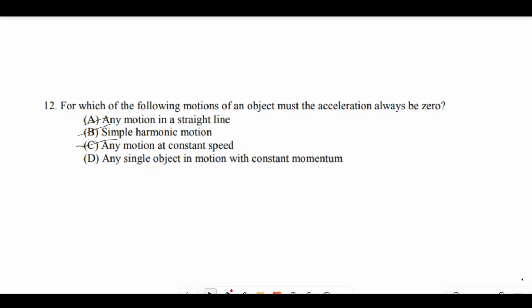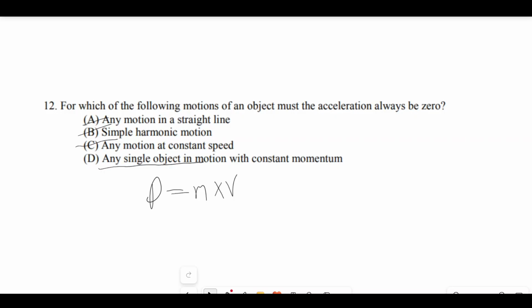Choice D says any single object in motion with constant momentum. We haven't covered momentum on this channel yet, but the only thing you need to know for this question is that momentum is equal to mass times velocity. And if you notice, it's mass times velocity. There's no acceleration, there's nothing else. It's just velocity in here. And here it says any single object.